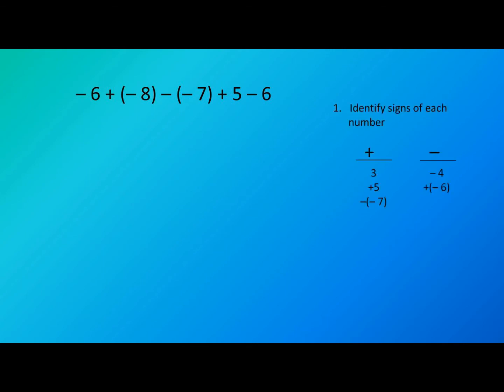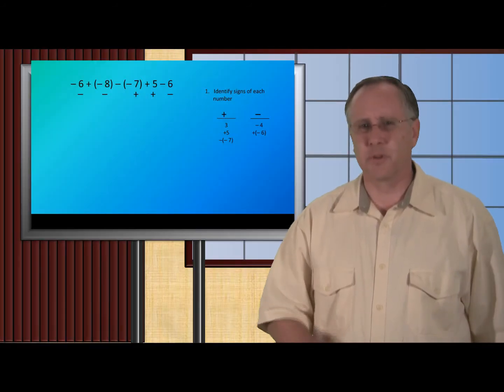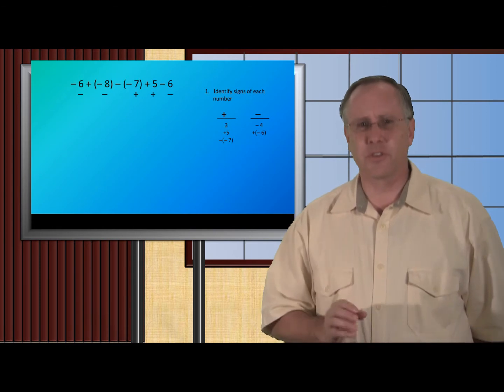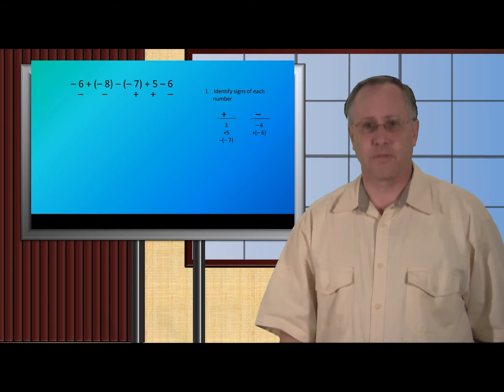First step, all we want to do is write the sign of the number below each number. So for example, the negative 6 is a negative. I'm going to put a little negative sign here. The negative 8, or plus negative 8, is a negative. Minus negative 7, that's the double negative thing, and so we need to put a plus there. Plus 5 is positive, minus 6 is negative. Now, somewhere down the road, you're going to be able to do this without writing these little signs, but right now, just go ahead and jot them down. So that's the first step. We just read them correctly.